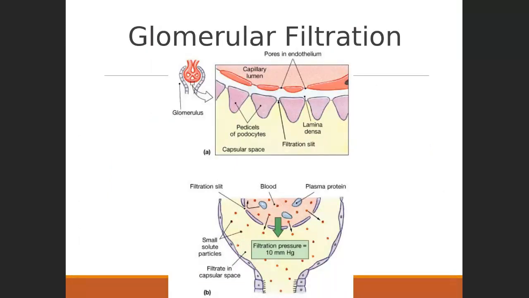Just like we saw with Starling-Landis fluid shift at a capillary, we need to have some sort of hydrostatic pressure pushing fluid through the glomerular wall. Now, also just like we saw with Starling-Landis fluid shift, that force is going to be the blood pressure here. However, it's not just the gross blood pressure. We have to look at this as a modified blood pressure.